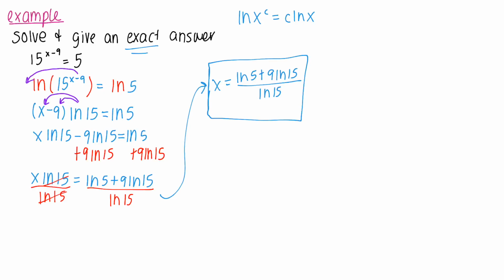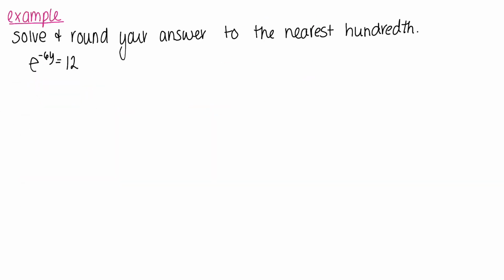So once again, the process we went through: take ln on both sides, and we did that because we couldn't make a similar base. Take ln on both sides, bringing the exponent down, distribute, and then solve for x. All right, let's look at another one of these where you can't make similar bases. And this one is one from Alex, and it had you rounding it to the nearest hundredth, so we'll talk about it.